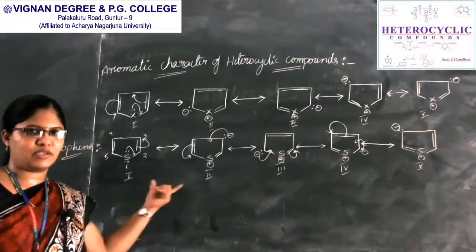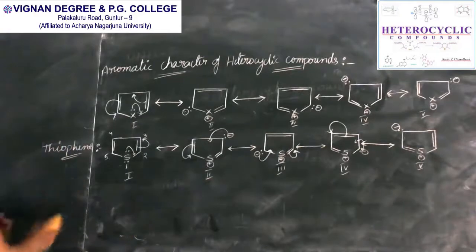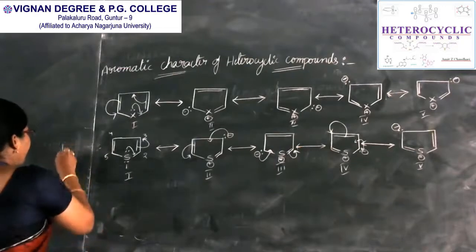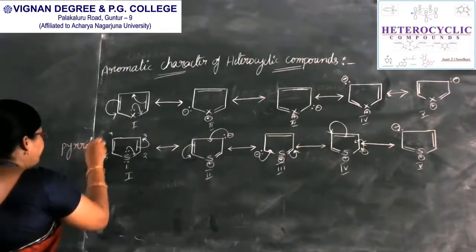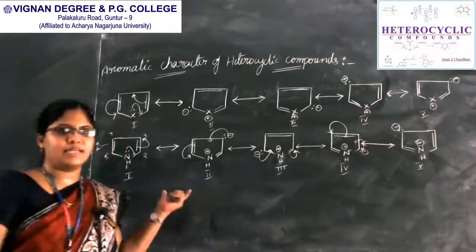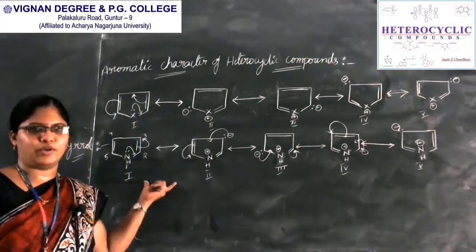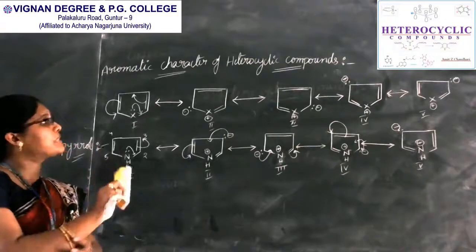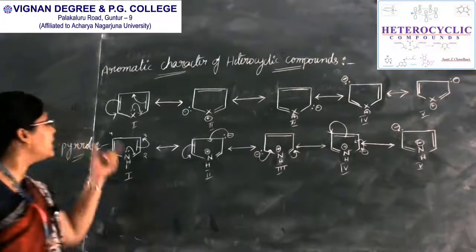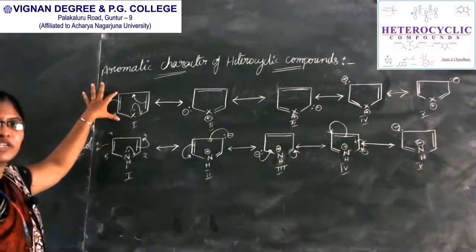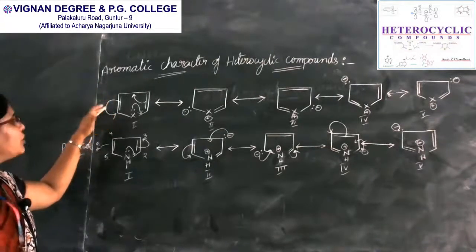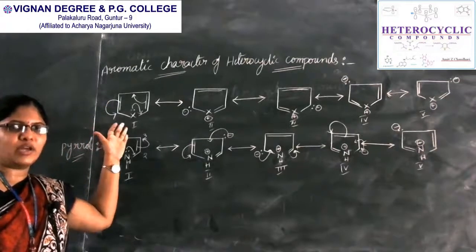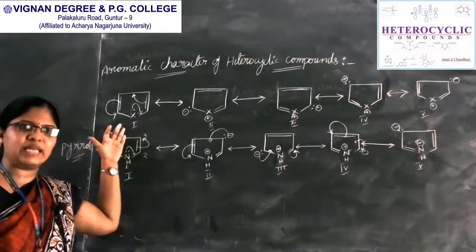These are the resonating structures of thiophene. And next, the resonating structures of pyrrole. These are the resonating structures of pyrrole. So this is about the aromatic character of heterocyclic compounds. The ring contains conjugated double bonds, and these have totally 6 pi electrons, and it obeys Hückel's rule, and it undergoes electrophilic substitution reactions more easily than benzene.